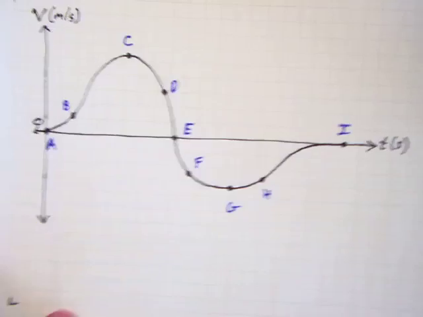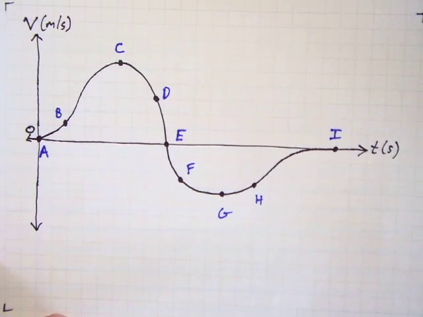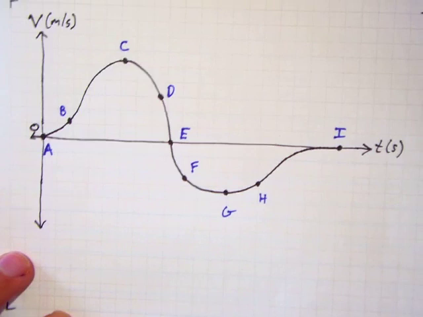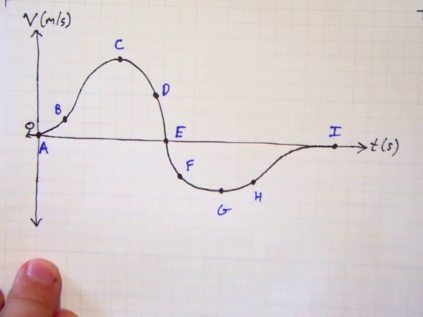All right, let's look at this graph here, another velocity versus time graph with some events pointed out on it. I want you to first sketch out this graph and draw in your tangent line at each of these events. Practice drawing in the tangent line.